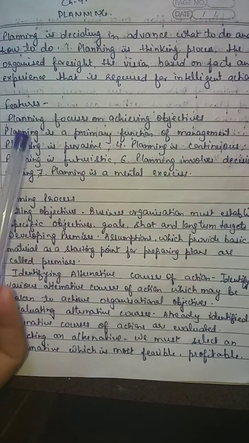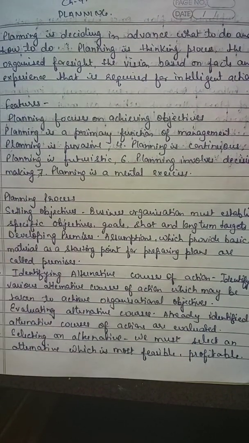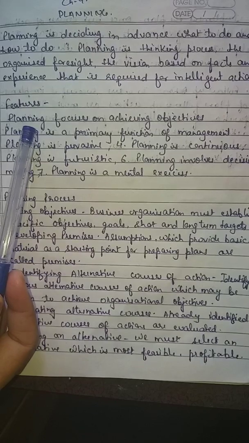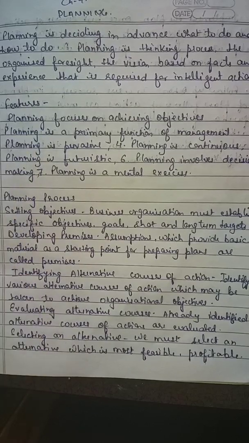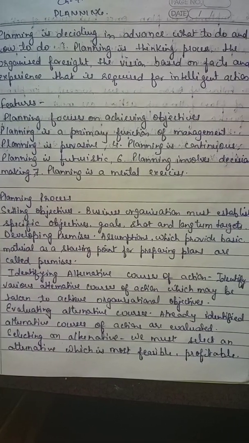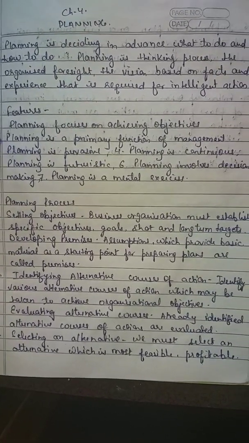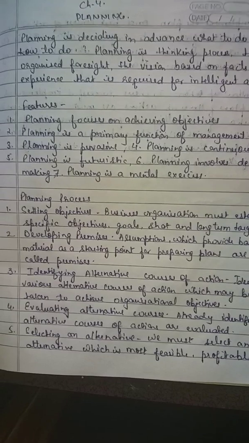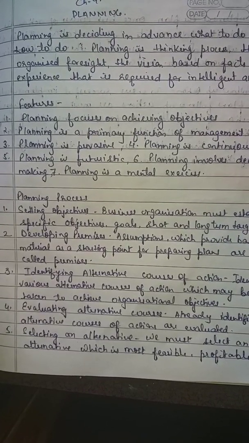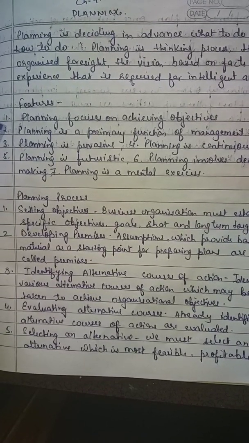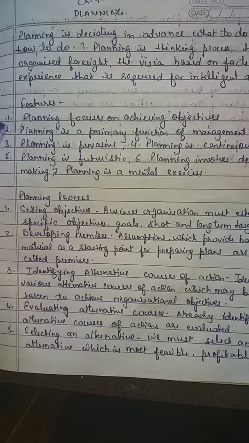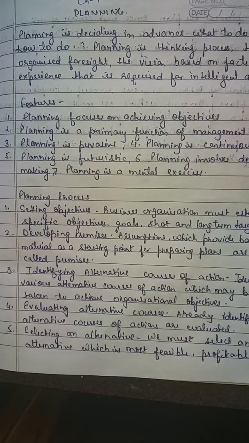Now there are some features of planning. What are the features? First, planning focuses on achieving objectives. What does that mean? That means the process of planning begins with setting up of objectives and for achieving the organizational goals. All business activities are planned with the sole aim of achieving organizational goals.